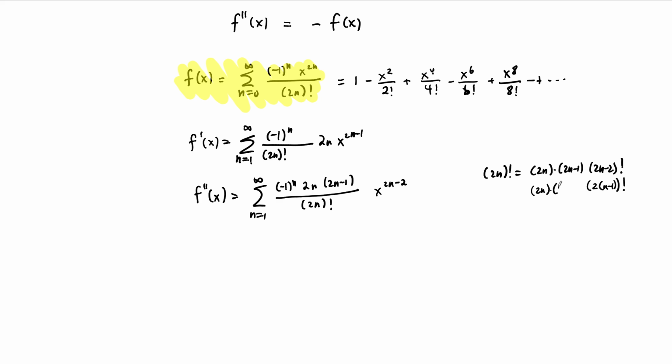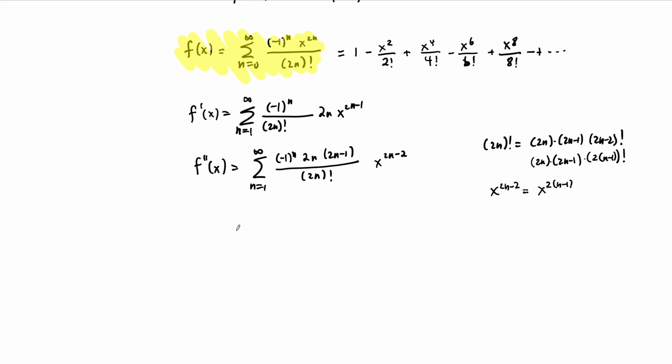So why am I doing this? Well, I want to cancel. If I want it to look like this, I need to cancel these terms on top, right? Same thing here. X to the 2n minus 2 is the same as x to the 2 times n minus 1. All right? And so let's write this out. We have this starting at n equals 1, going to infinity. Negative 1 to the n.